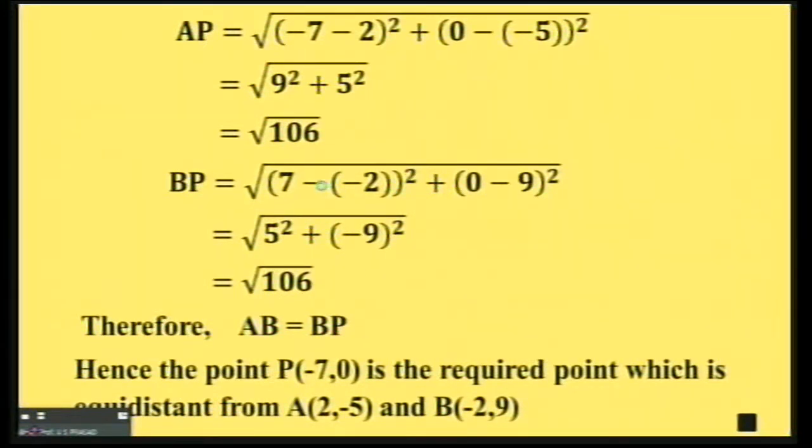And BP is equal to root of (minus 7 minus of minus 2) whole square plus (0 minus 9) whole square, that is 5 square plus minus 9 whole square, which is again root of 106. Therefore, AP is equal to BP. That means our given point with the coordinates minus 7 comma 0 is equidistant from the given 2 points.